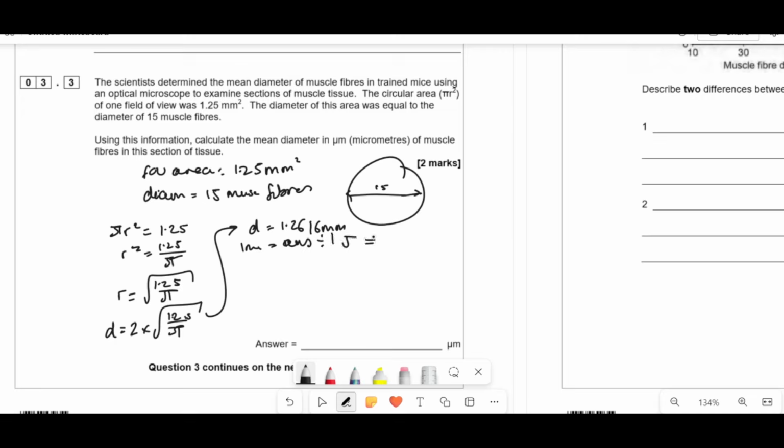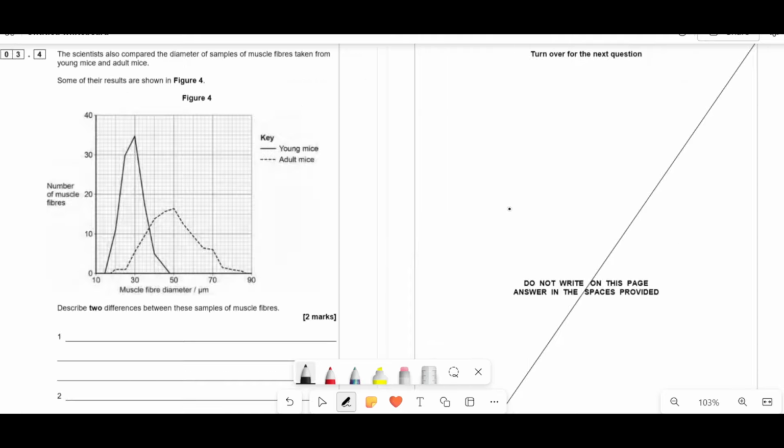If we do that, we get 0.0841, right, millimeters. But they want it in micrometers, so you times it by 1,000. If we do that, we end up getting 84.1. So scientists also compared the diameter of samples of muscle fibers taken from young and adult mice, and some of their results are shown below.